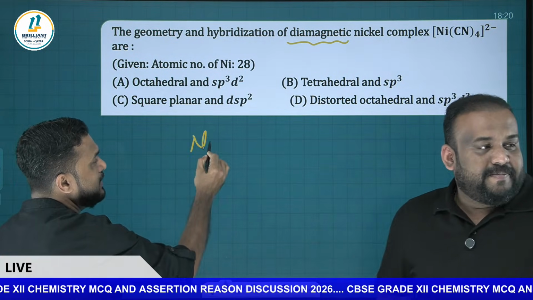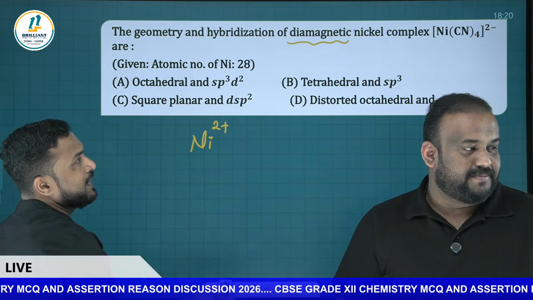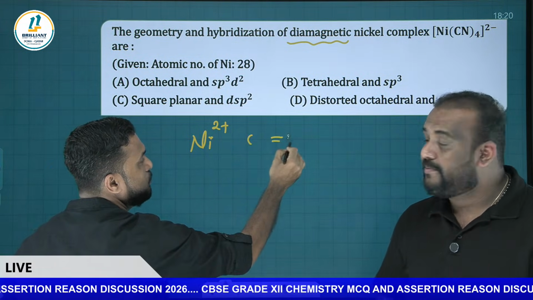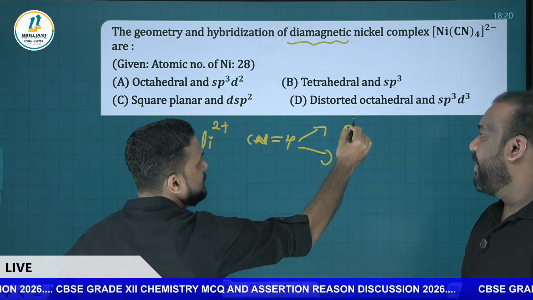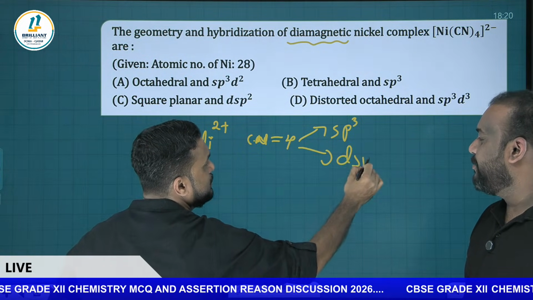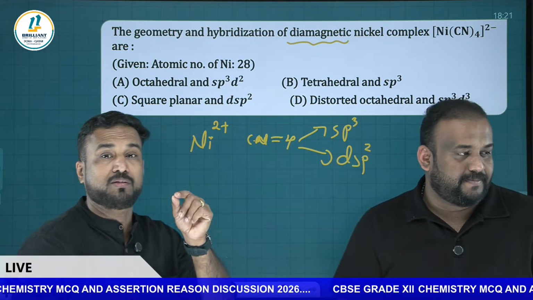So they gave it is Ni2+, and the coordination number is 4. Coordination number 4 means only 2 chances are there. One is sp3 and the other one is dsp2. Sp3 and dsp2, these are the 2 chances.